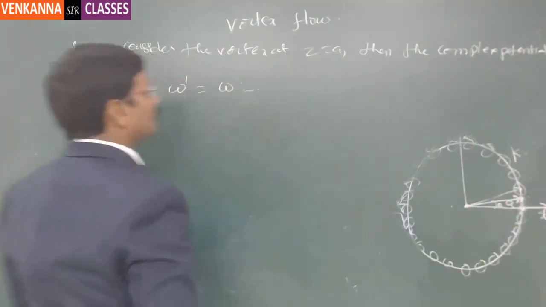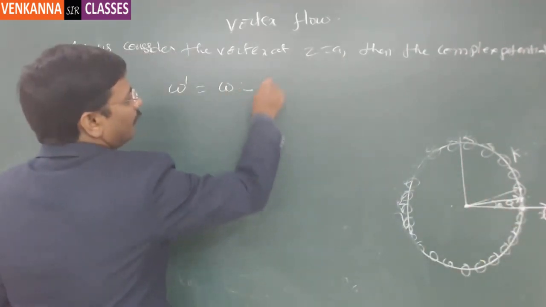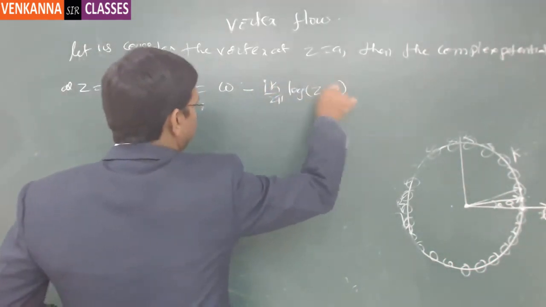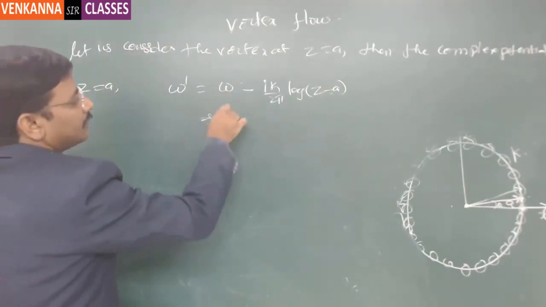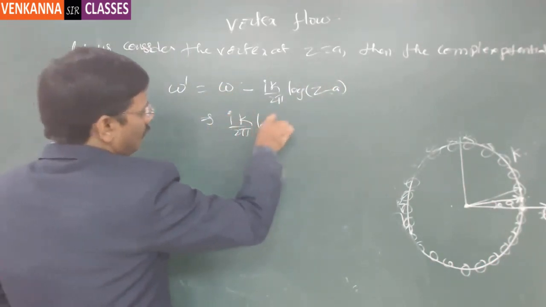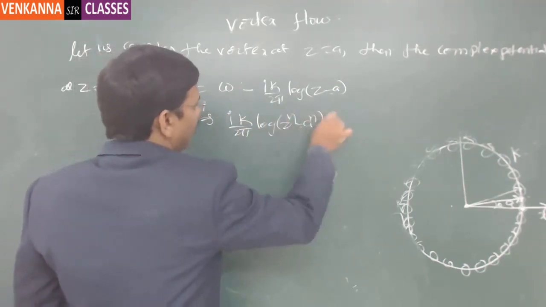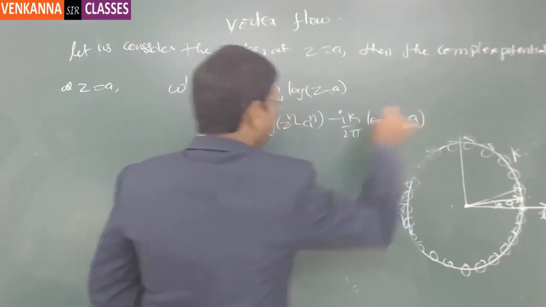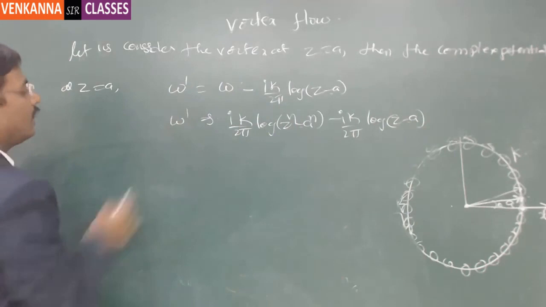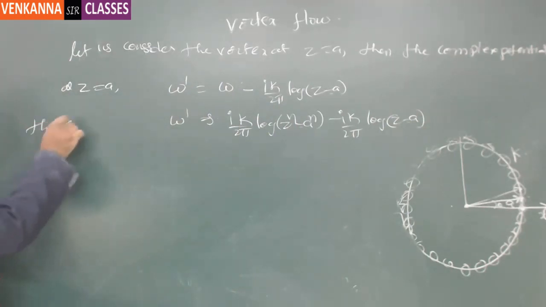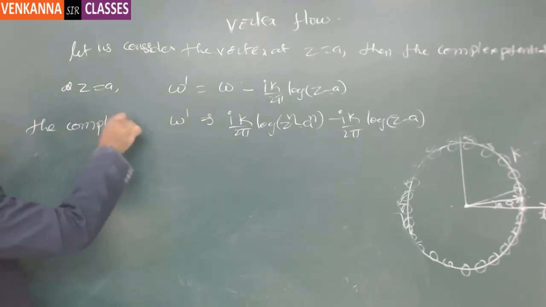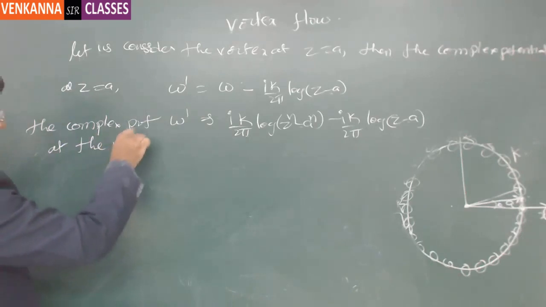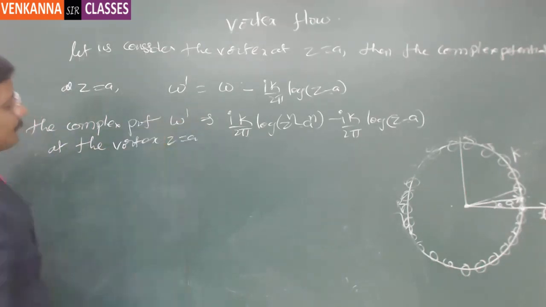Now if you subtract that one, this is ik/2π times log of (z − a). Now this is W', and here it is ik/2π times log of (z^n − a^n) minus ik/2π times log of (z − a), which is the new complex potential at the vertex z = a. Got it?